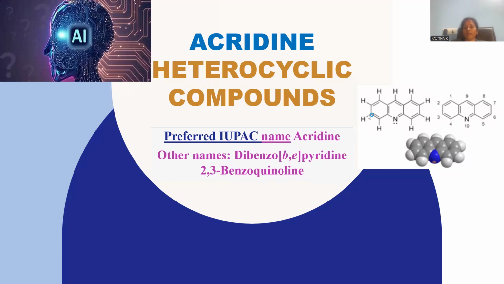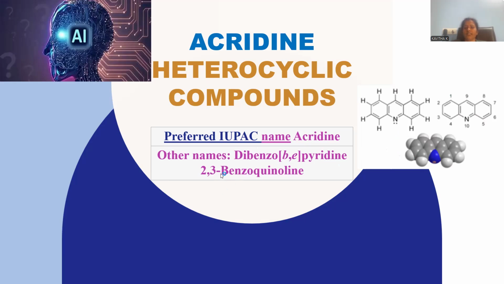So here the compound, if you observe, is a kind of tricyclic system. You can observe three cyclic rings available. Two are purely benzene, and one resembles pyridine. That's the reason why there is an alternative name. Dibenzopyridine is provided, and the attachment over the b and e faces is also given, right?